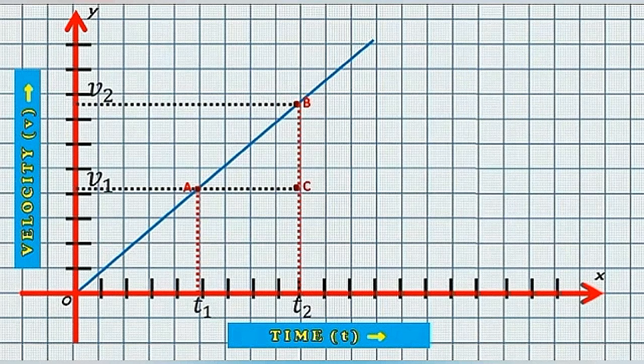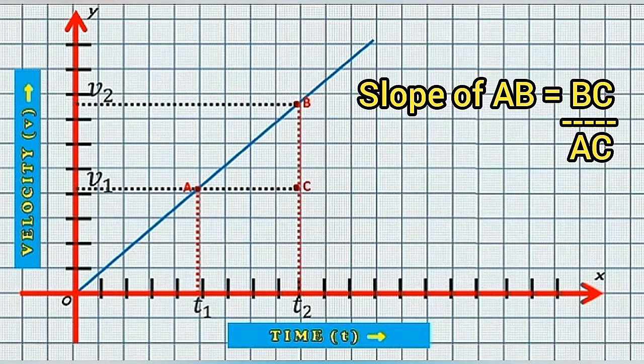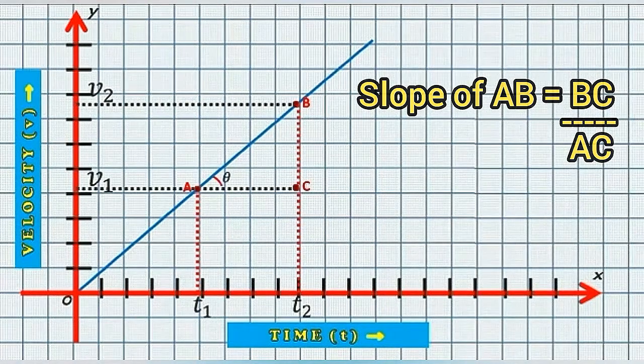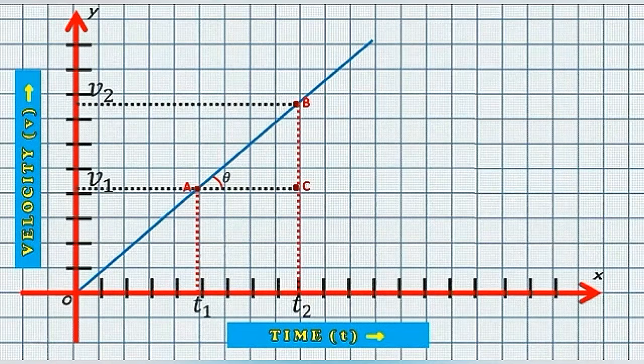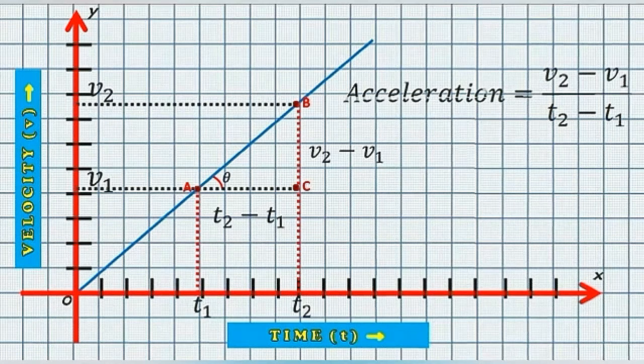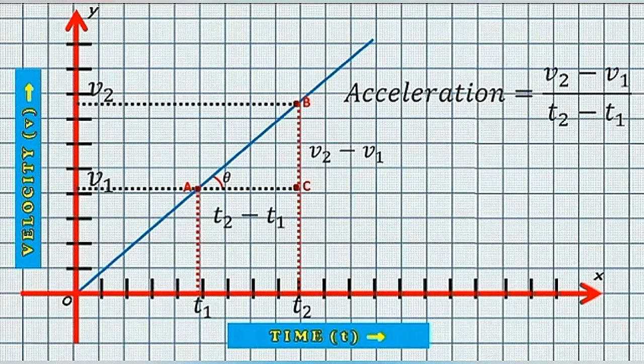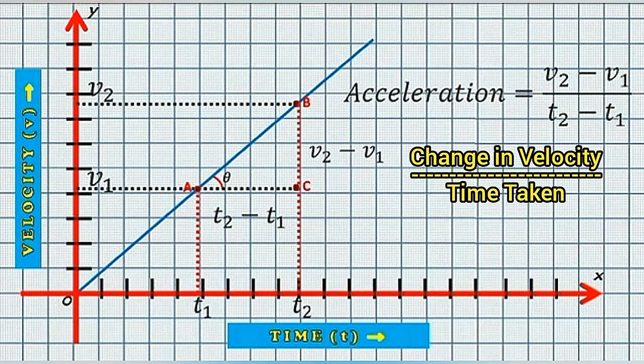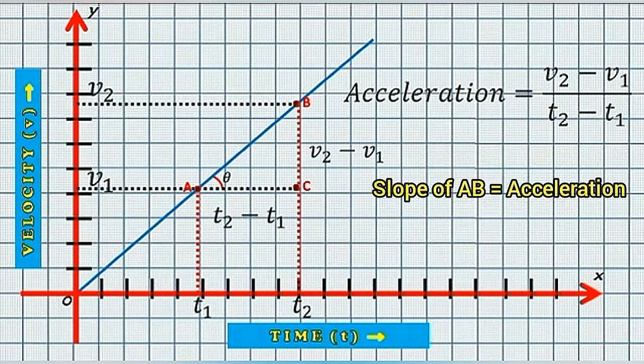Okay friends? So, the slope of the line AB is equal to tan theta, which means the opposite side divided by the adjacent side. In this case, BC divided by AC. We know that BC is the change in velocity of the body between those 2 points, and AC is the time taken between those 2 points. Therefore, here we get change in velocity divided by time taken, which is the acceleration of the body. Hence, we can say that the slope of the velocity time graph gives the acceleration of the body. So friends, this is about the slopes of the two graphs.